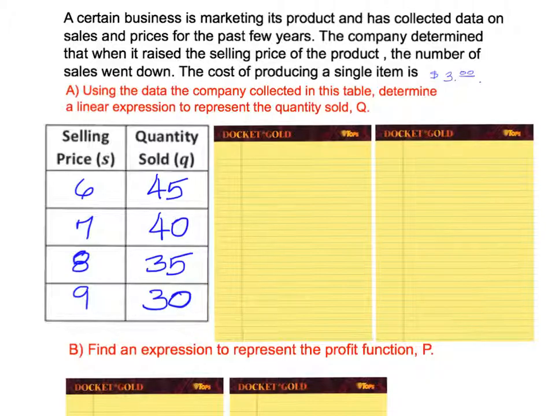So first you have to pick 2 points on this table. Given that the selling price is X and the quantity is Q, but you could also think of it as Y, what 2 points do you want to use? Okay, that's 1 point, 7 and 40. What's the other point? Well, this is an X and this is a Y, so 7, 40 would be 1 point. Oh, okay, 9 and 30. So 7, 40 and 9, 30.